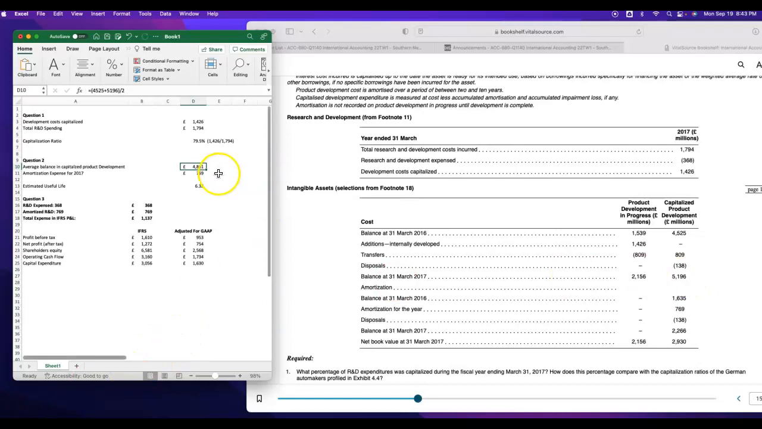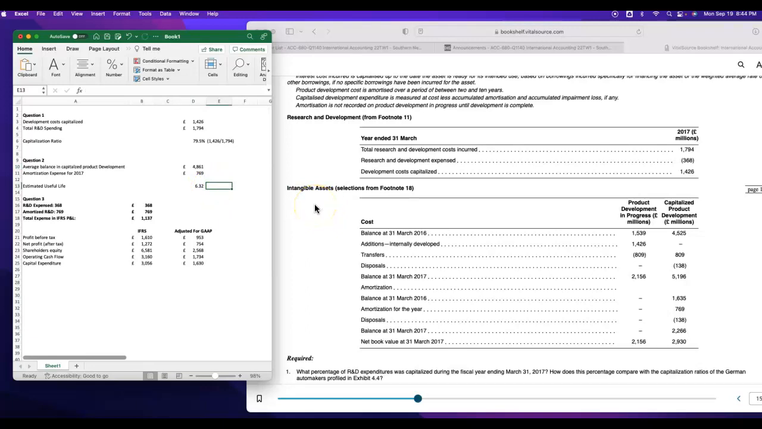Now why that's key is they've asked you to calculate the useful life. So the average, the 4861, divided back by the amortization expense, 769. So this is how much expense is related to the capitalization of that research and development cost. So the average 4861 divided by 769 says the estimated useful life is about 6.32 years.